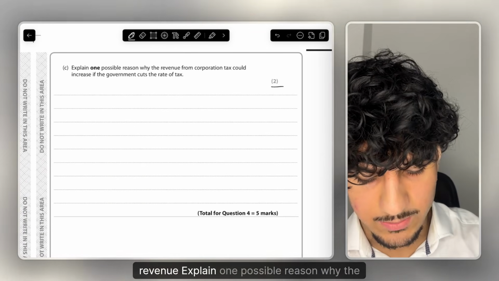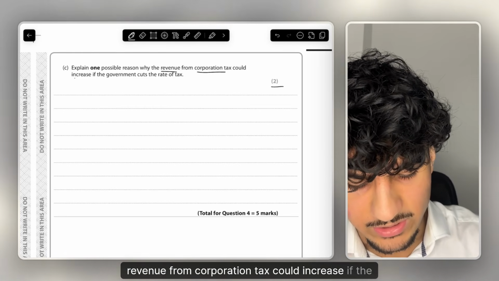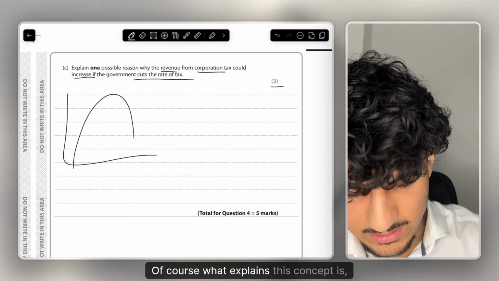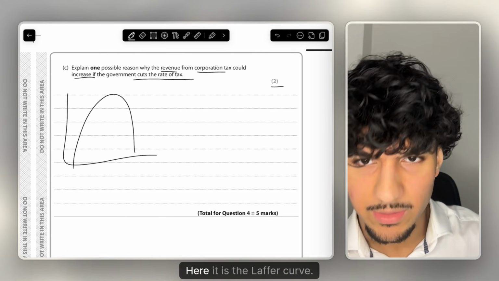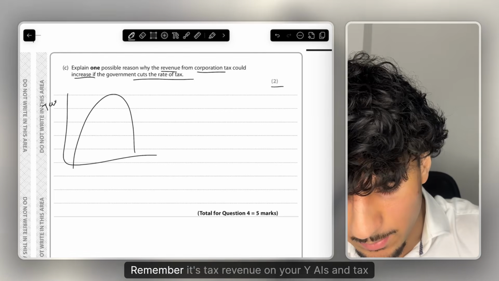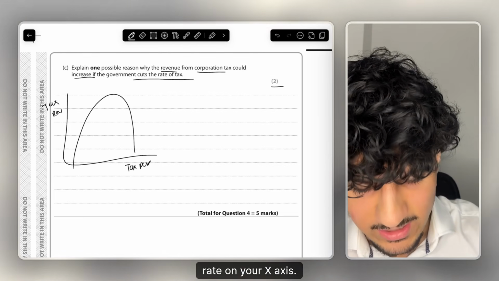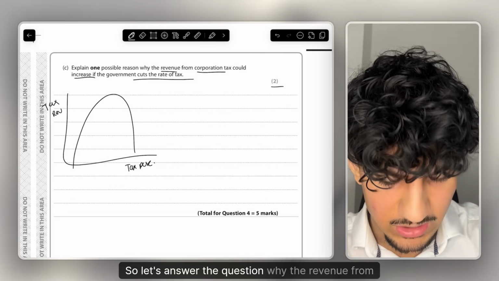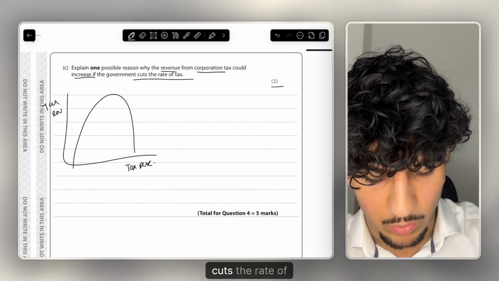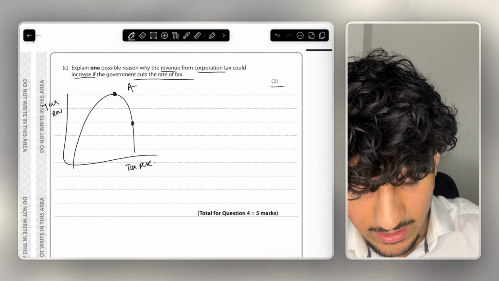Another 2-marker. Explain one possible reason why the revenue from corporation tax could increase if the government cuts the rate of tax. Of course, what explains this concept is this diagram here. It is the Laffer curve. What's the main mistake students make on the Laffer curve? Labeling the axis. Remember, it's tax revenue on your y-axis and tax rate on your x-axis. And why? So let's answer the question. Why could the revenue from corporation tax increase if the government cuts the rate of the tax? So I'm going to explain it using label this A and label this B.